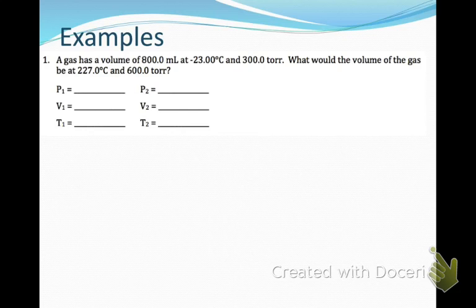So a gas has a constant volume of 800 milliliters at negative 23.0 degrees Celsius and 300.0 torr. What would the volume of the gas be at 227 degrees Celsius and 600 torr? So what's given here on the left-hand side, or the first sentence, are all your 1 values. So milliliter is a volume, so that's volume 1. Celsius is a temperature, that's T1. And torr is a pressure, that's P1. Next I have Celsius over here. So the conditions have changed. I'm now making this T2 and this is P2.